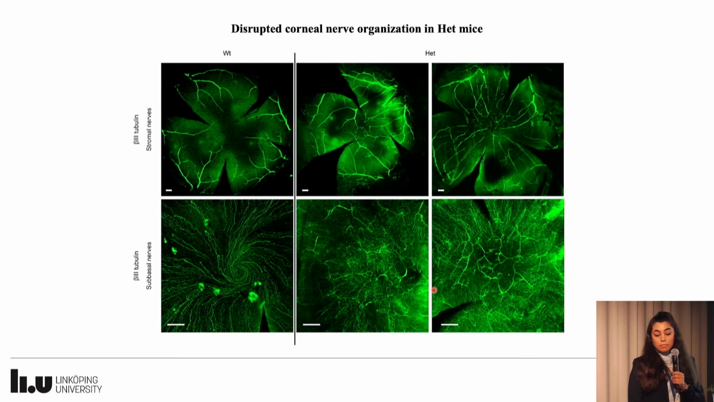And in the subbasal nerve, the fiber nerves in wild type were densely distributed and organized centripetally, forming a vortex at the corneal apex. However, in het mice, we have an uneven and sporadic distribution of subbasal nerves, and in this case, you can see that a stromal trunk kind of invades the subbasal nerve layer, confirming the loss of stromal epithelial compartmentalization of the nerves.